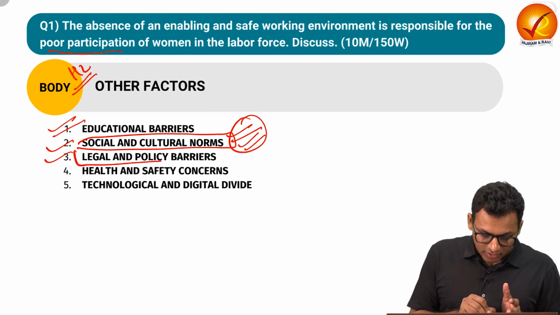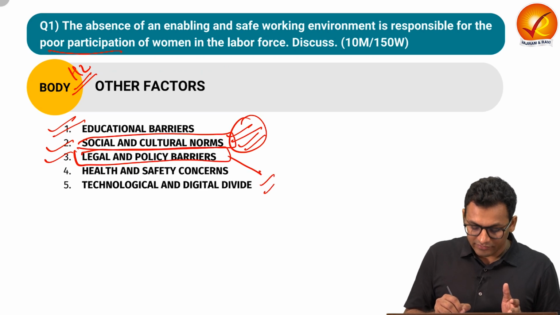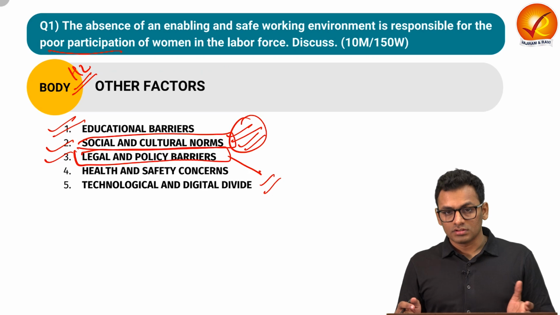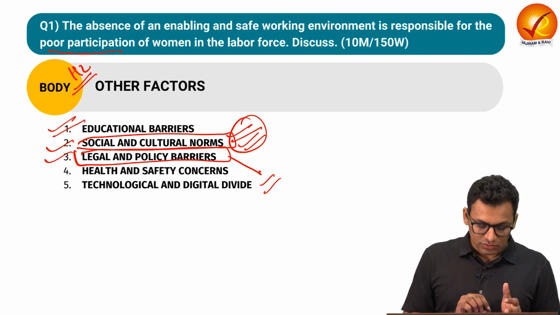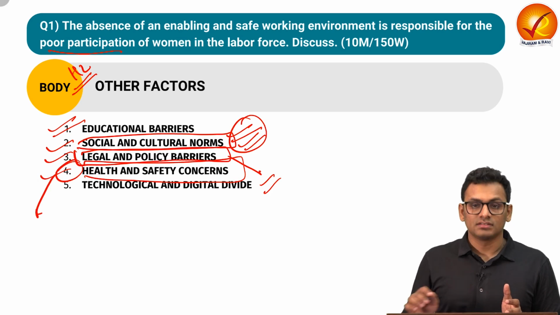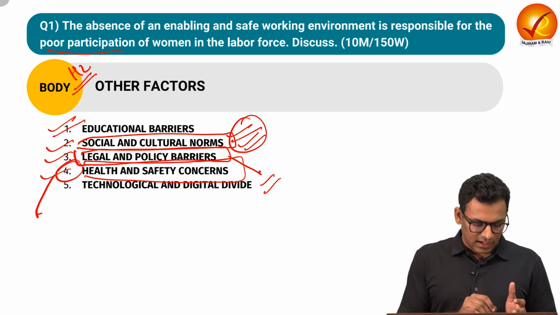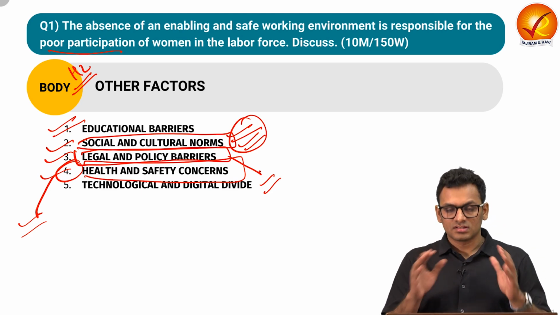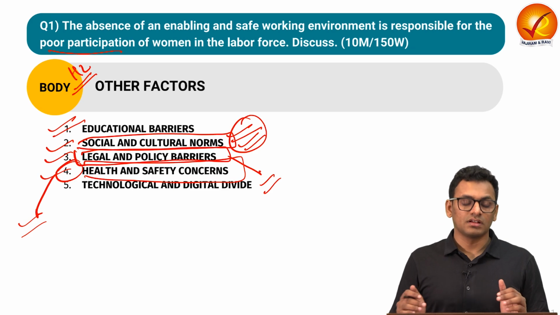Next, we have legal and policy barriers. We do not have affirmative action with respect to work. So those are barriers that can also put women at a disadvantage. Next, health and safety concerns. We have seen that there are certain places where health and safety are not considered, and the structures are not made considering women's requirements.